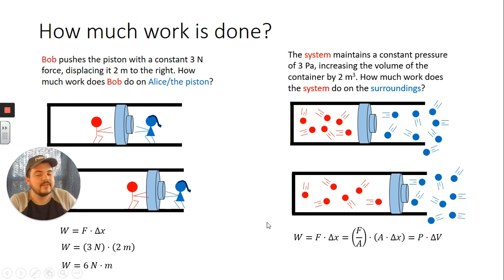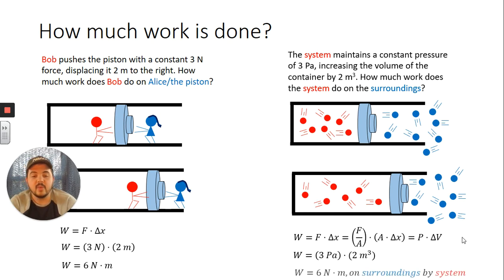Don't write down this formula, don't box it in yet. There's going to be a small caveat in a second. But right now, this works for us. That's going to be 3 pascals of pressure multiplied by our 2 cubic meter increase in volume. And we're left again with 6 Newton meters of work. And this work is done on the surroundings by the system because the system won that fight. The gas expanded.